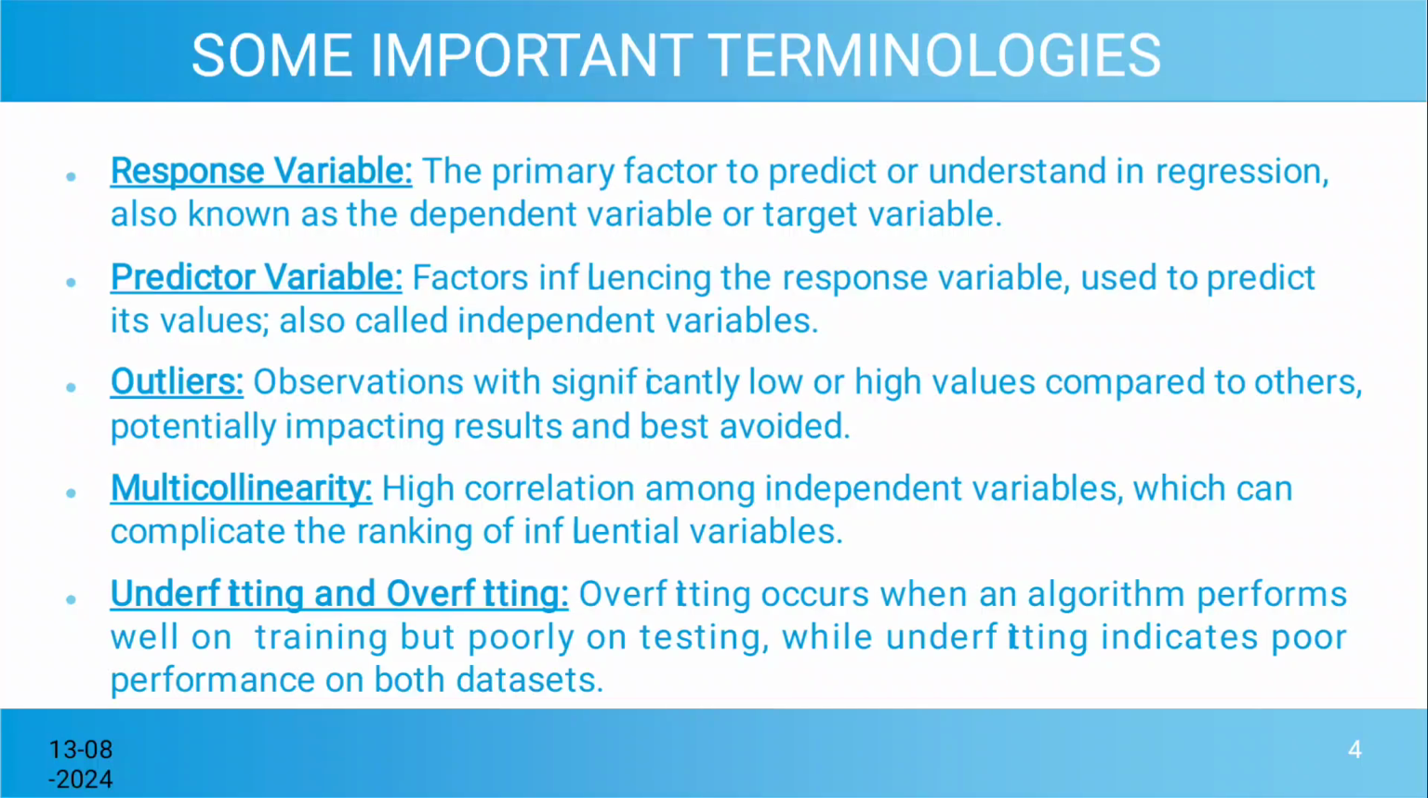Underfitting and overfitting. Overfitting occurs when the algorithm performs well on training but poorly on testing, while underfitting indicates poor performance on both datasets.